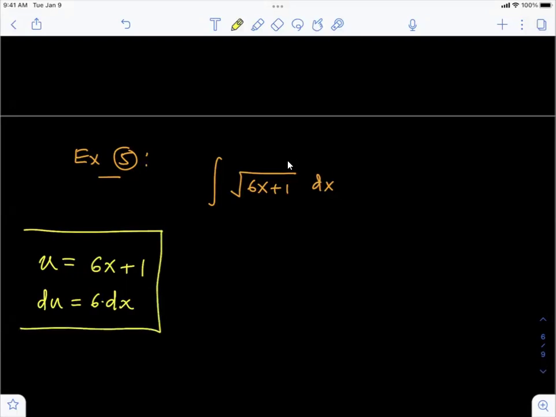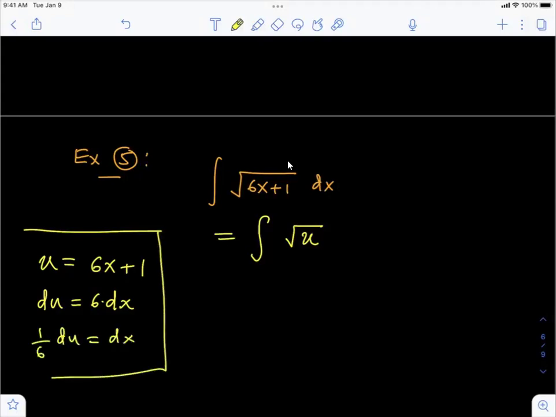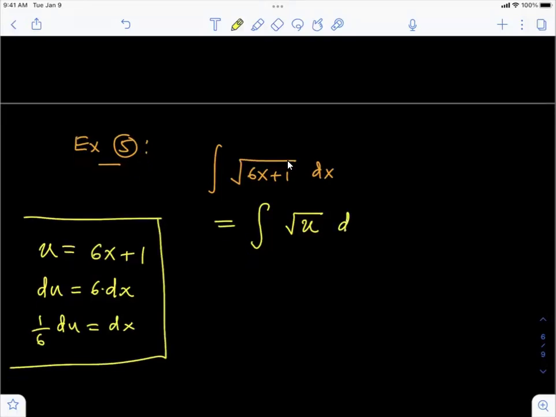And with that, you can change this integral. Integration is now the integral of square root of u, because u itself is right here. And then du, dx happened to be just 1/6 of du. So now this is none other than just a square root. That's a square root as the power, and 1/6 comes to the front.